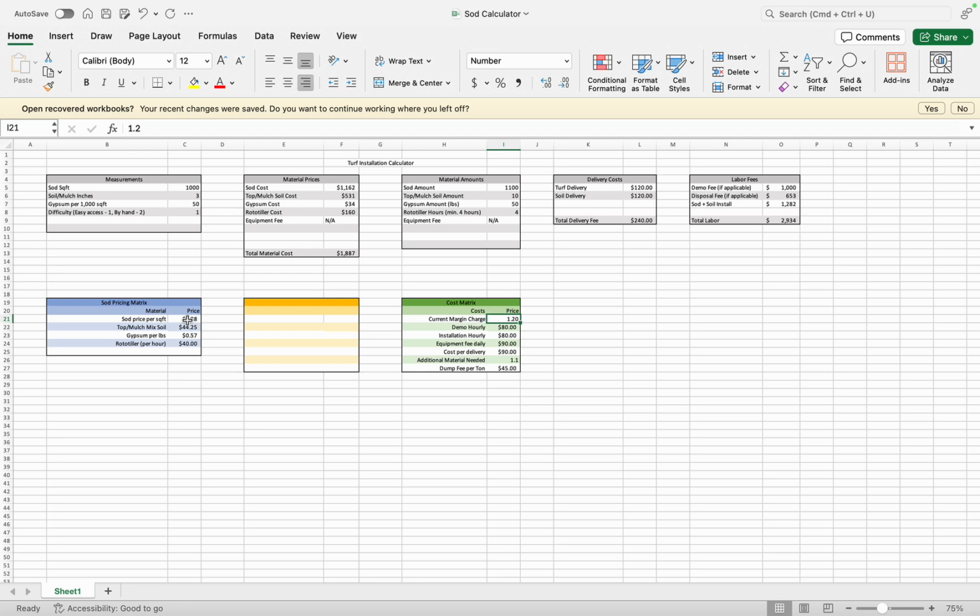For plants, we charge double what our wholesale is. It all depends on the product. Sod, we need to be more competitive on price, so we only go up 120%. Our demo rate is 80 bucks an hour. Our installation rate is 80 bucks an hour.